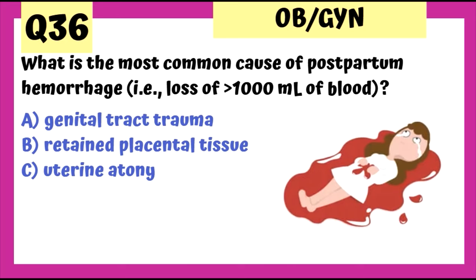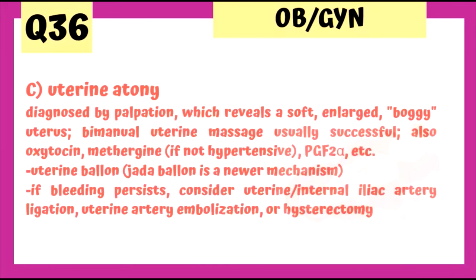Question 36, what is the most common type of postpartum hemorrhage where there's loss of more than a liter of blood? The answer is uterine atony. Uterine atony can lead to postpartum hemorrhage and is the most common cause. It is diagnosed by palpation, which reveals a soft, enlarged, boggy uterus. What we would do in this case is bimanual uterine massage. It's usually successful, and there are many other things if that doesn't work. For example, oxytocin, Methergine if the patient's not hypertensive, and PGF2-alpha prostaglandin. There's also uterine balloon tamponade, and there's something new called the Jada balloon, which works really well.